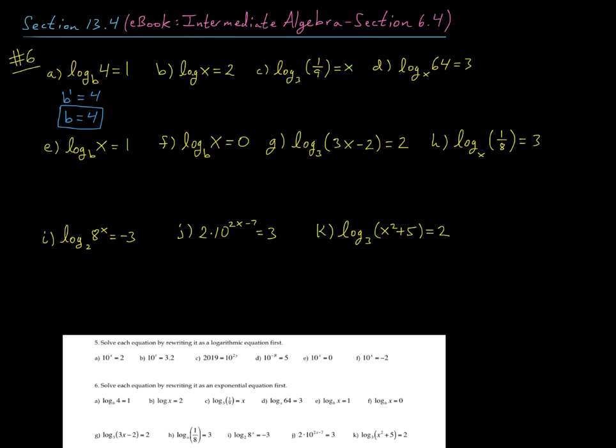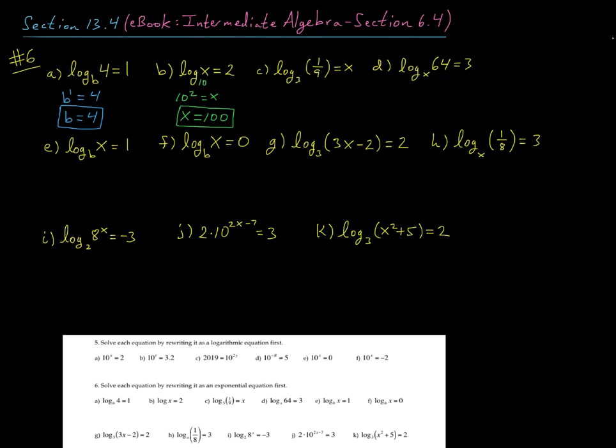All right, for part B, we have log of x is equal to 2, and just remember that when it's not written, that base is really 10, so we're saying 10 squared is equal to x, and so if 10 squared is equal to x, another way to say this is x is equal to 100.